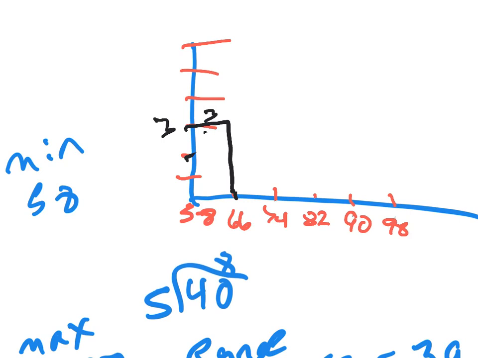Why me? So final answer? 4. So 1, 2, 1, 2, 3, 4. Yeah, I see 4. Next bin.